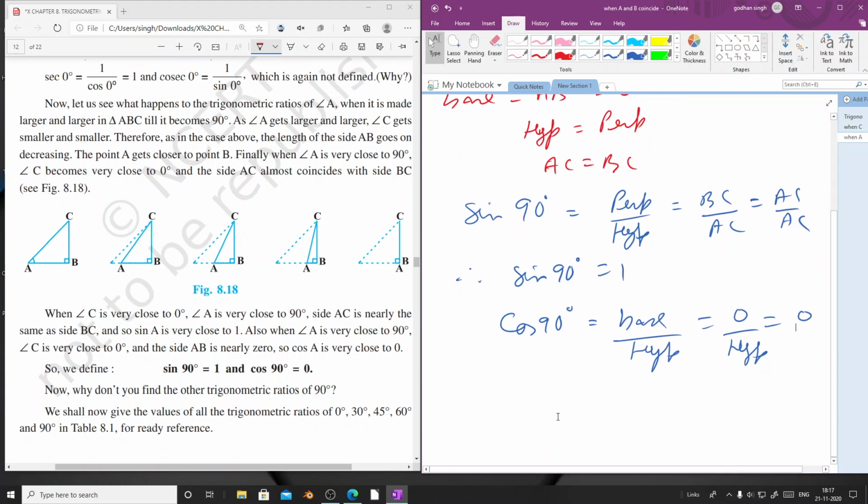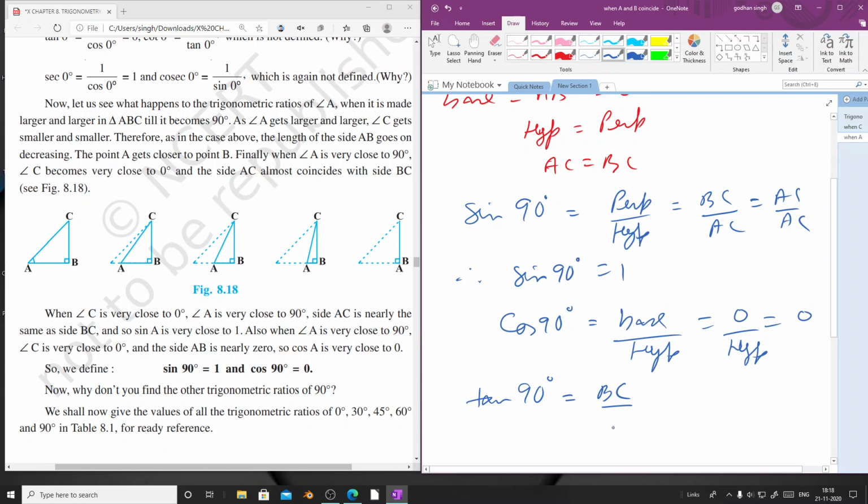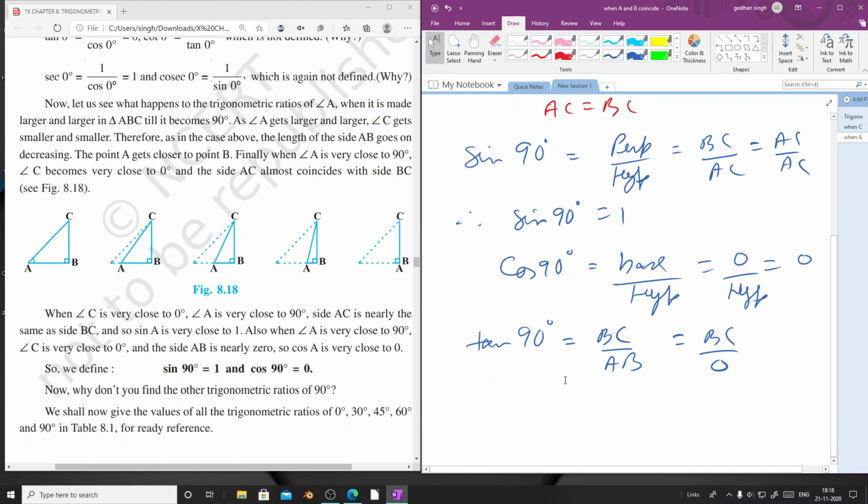Now the same way we can find the value of tan 90 degree also. Tan theta is defined as perpendicular by base. What is the perpendicular in our case? That is BC. What is the base? AB. But as angle A is becoming equal to 90 degree, the value of AB is 0. So BC over 0. But we know that if you divide any number by 0, it is not defined. So tan 90 degree in this case is not defined.